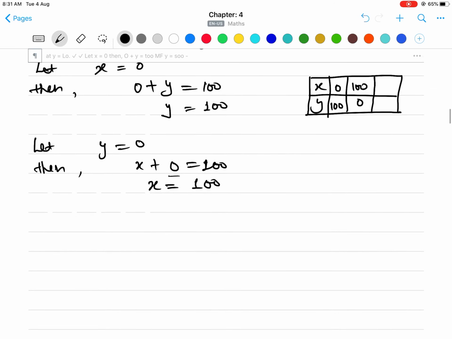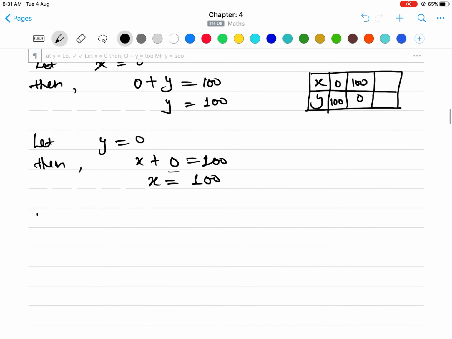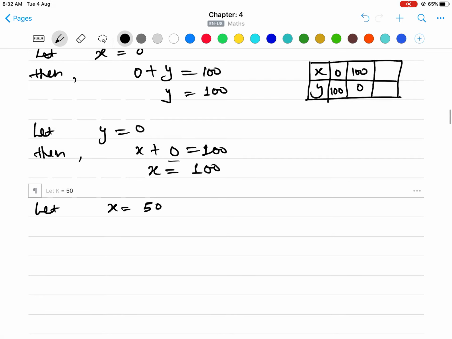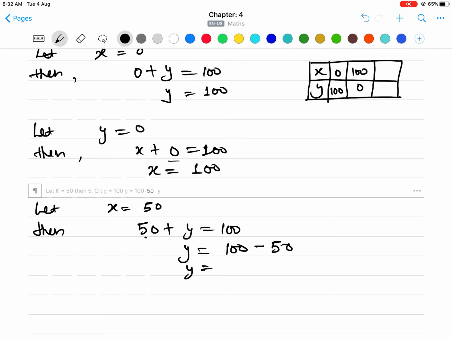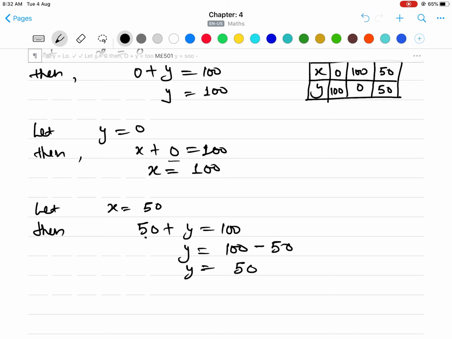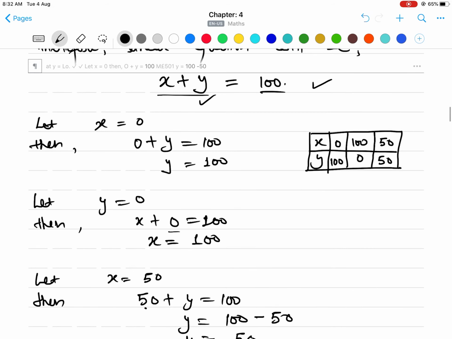Okay, now let's find one more solution. Let x equal 50. Then we have the equation x plus y equals 100, that means 50 plus y equals 100. From here y will be equal to 100 minus 50, because the plus 50 shifts to the right-hand side and becomes minus 50. So y will be 100 minus 50, which is again 50. So on taking x equals 50, we are getting y equals 50. So these are the three solutions of this equation.